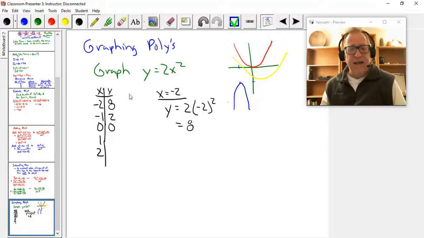We're not done yet. X equals 1. We got 1 squared is 1 times 2 is 2. Now you see the symmetry building. I bet the next value is going to be 8. Let's see. When x is 2, 2 squared is 4. 4 times 2 is 8. There it is. Now we can graph it.